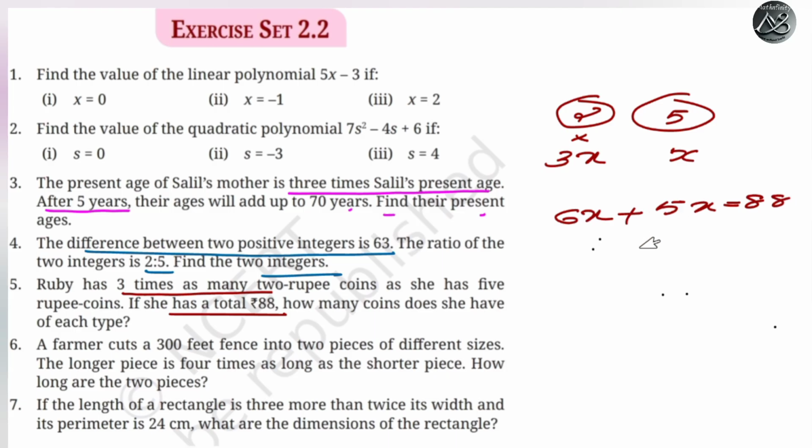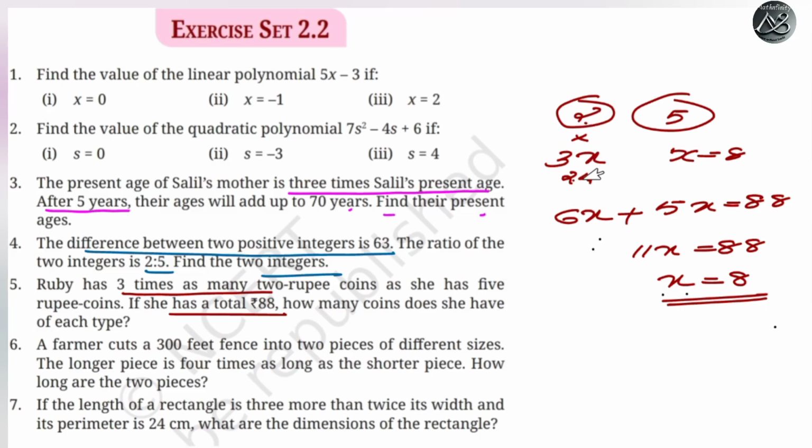6 plus 5 is 11. 11x is equal to 88. That is x equal to 88 divided by 11. That is 8. So the value of x is 8. That is the number of 5 rupee coins is 8 and the number of 2 rupee coins is 24. Okay. So 2 rupee coin 24 എണ്ണമുണ്ട്.